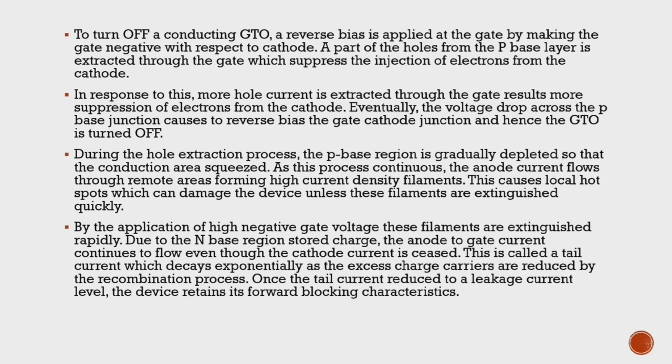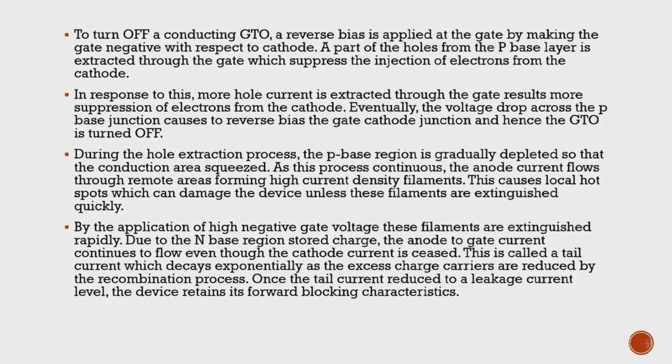To turn off a conducting GTO, a reverse bias is applied at the gate by making the gate negative with respect to cathode. A part of the holes from the P-base layer is extracted through the gate, which suppresses the injection of electrons from the cathode. In response to this, more hole current is extracted through the gate. It results in more suppression of electrons from the cathode. Eventually, the voltage drop across the P-base junction causes to reverse bias the cathode injection, and hence the GTO is turned off.